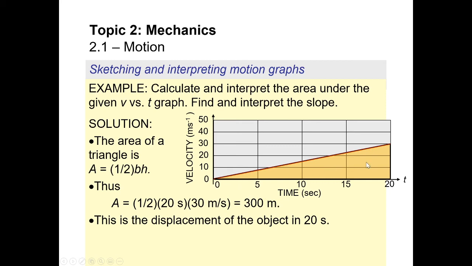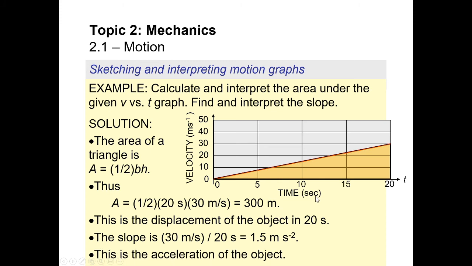But remember that the velocity time graph also gives us the acceleration. So if we were to look at the slope, and you can use rise over run in any way. So the rise is 30 meters per second, and the run is 20 seconds. Again, the units have to match, right? Seconds to seconds. 30 divided by 20, so that's 1.5 meters per second squared.